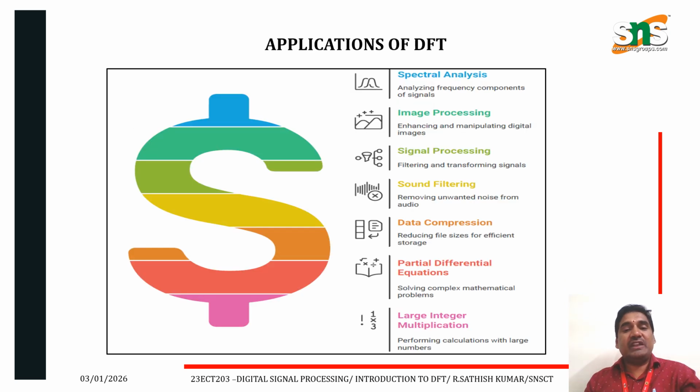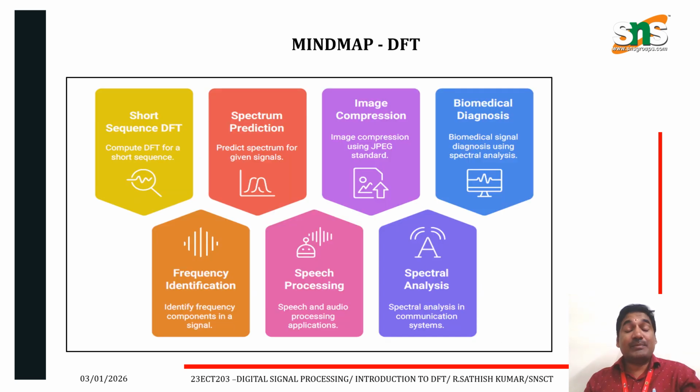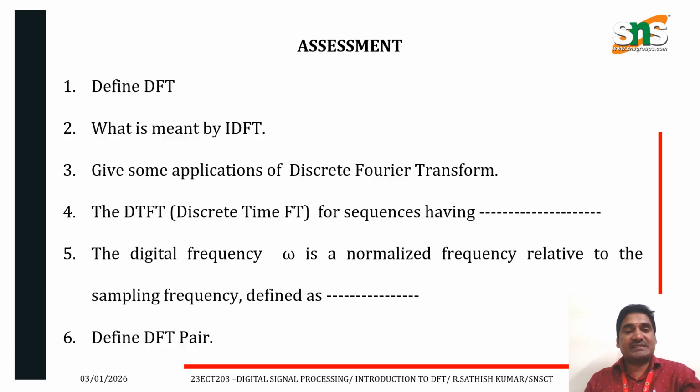This is the applications of DFT. It is used in spectrum analysis, image processing, signal processing, sound filtering, data compression, partial differential equations, and large integer multiplication. Next one, this is the mind map of discrete Fourier transform. First, we get the short sequence, compute DFT for a short sequence, spectrum prediction, predict spectrum for given signals, image compression using JPEG standard, biomedical signal diagnosis using spectrum analysis, frequency identification of a signal, and then speech and audio processing applications, spectrum analysis in communication systems.